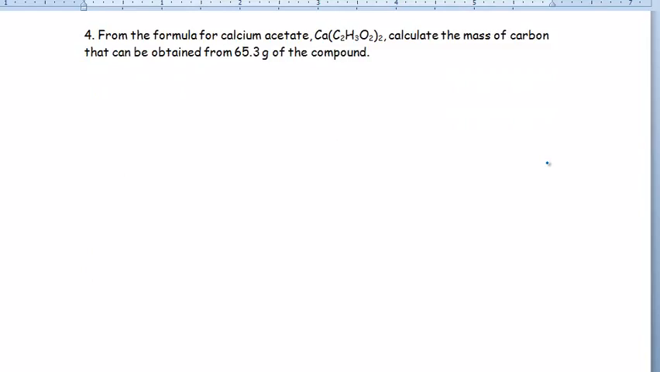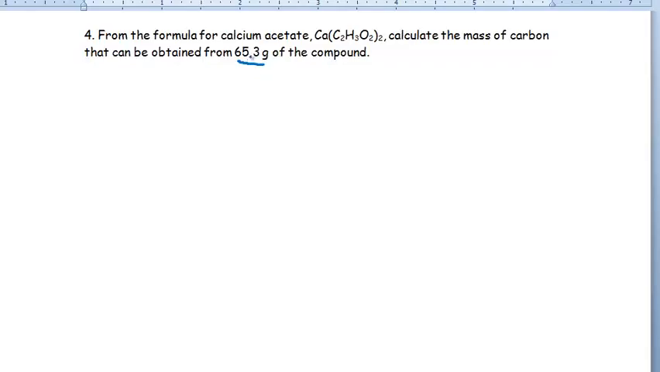Let's try a little different type of problem. Number 4 represents a little different variation. Let's read the problem here. From the formula for calcium acetate, and there's the formula, calculate the mass of the carbon that could be obtained from this compound if you had 65.3 grams of it.